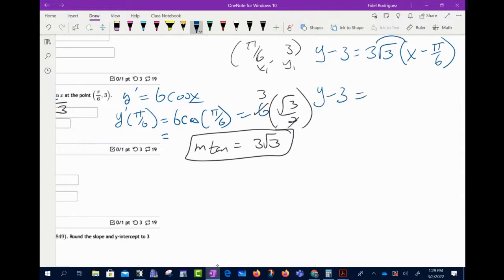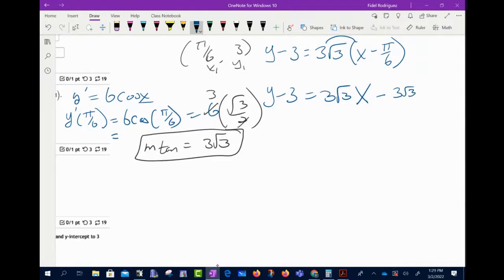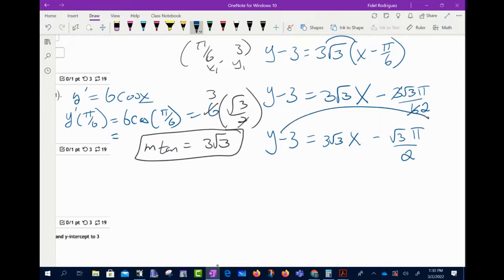Y minus 3 equals, everybody agreed that's 3 square root of 3 with an x minus 3 square root of 3 pi over 6. I'll do some reducing right now. This 3 and that 6 will cancel to a 2, so a minus square root of 3 pi all over 2. And then don't I need to move that 3 over there? So 3 square root of 3 with an x minus 3 pi over 2 plus 3. I'll think about that as 3 over 1.